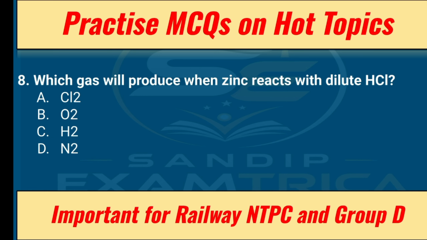Question number 8. Which gas will be produced when zinc reacts with dilute HCl? So when zinc reacts with dilute HCl, the hydrogen gas is produced. The correct answer will be option C.